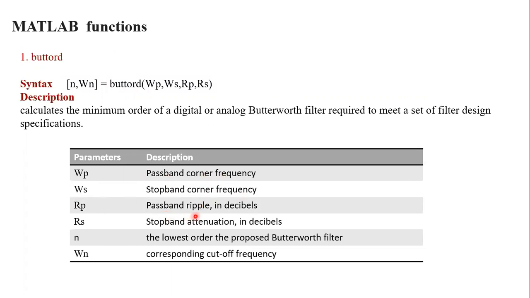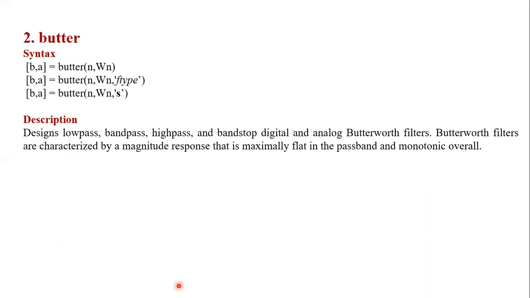The third one is the passband ripple, that is given in decimal, and Rs, that is the stopband attenuation. It may be ripples also. It returns N, that is the lowest order of the proposed Butterworth filter, and Wn, that is the corresponding cutoff frequency. The second function is butter.